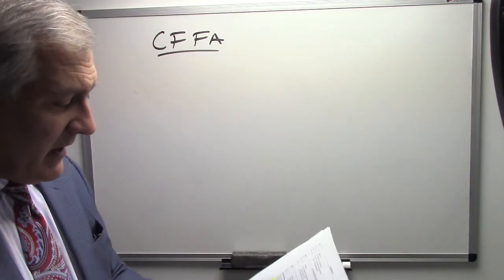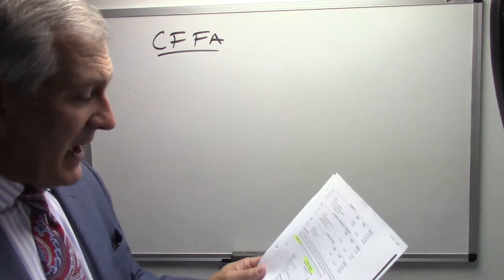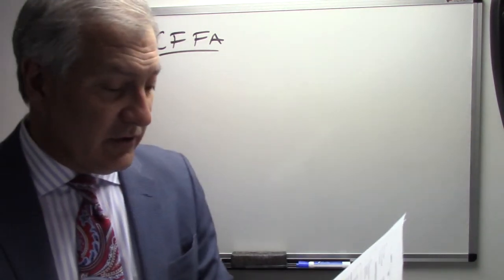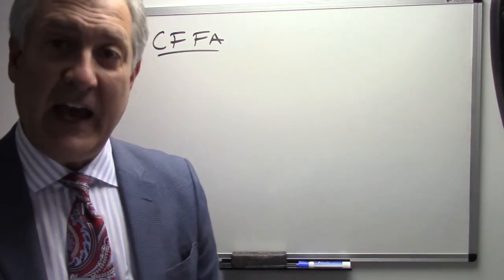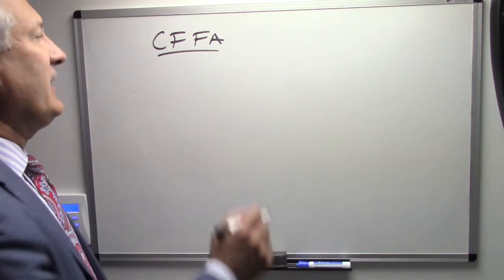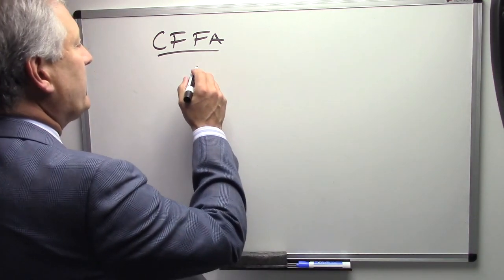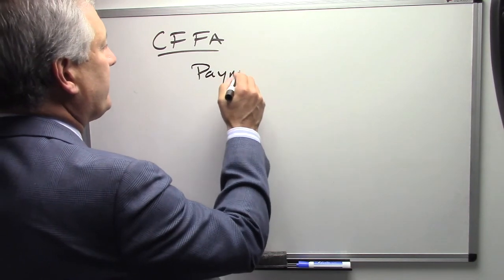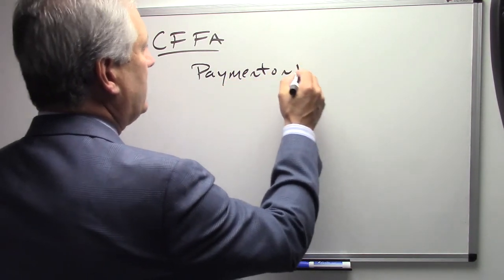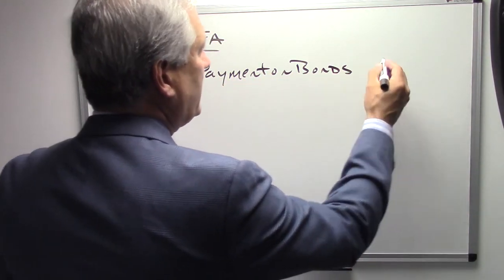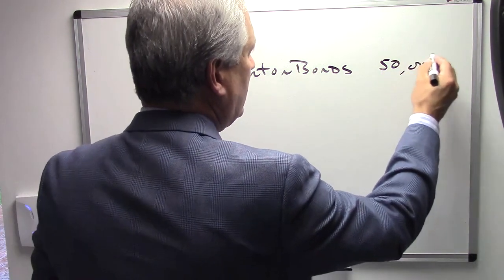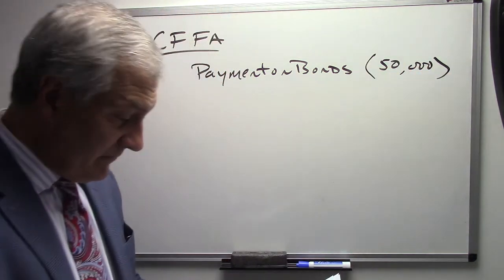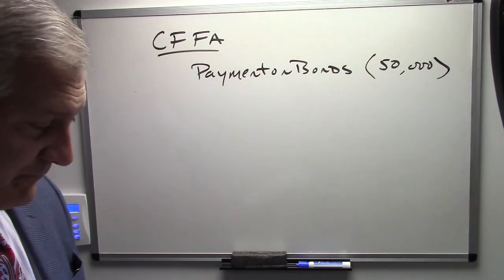So what does it say on the additional information? There's number 4, bonds payable amounting to $50,000 were redeemed for cash for $50,000. So let's call this payment on bonds, $50,000, cash outflow.